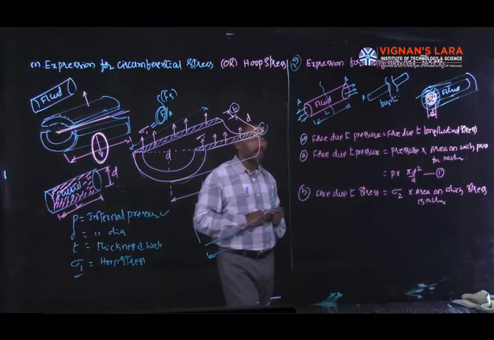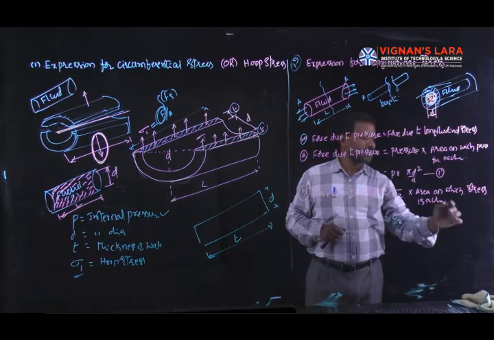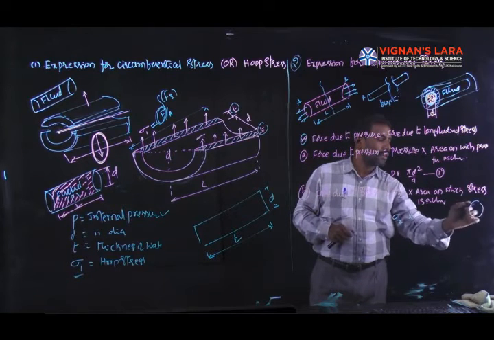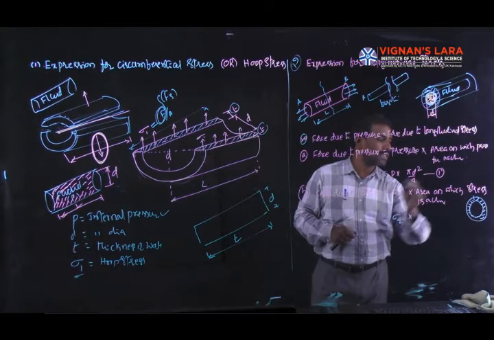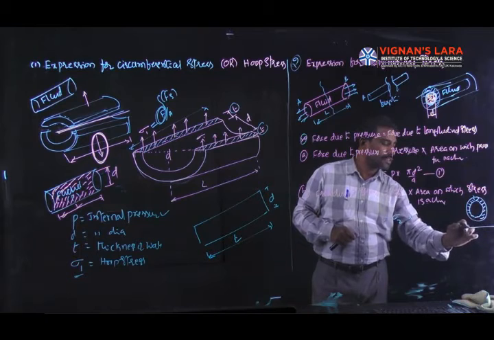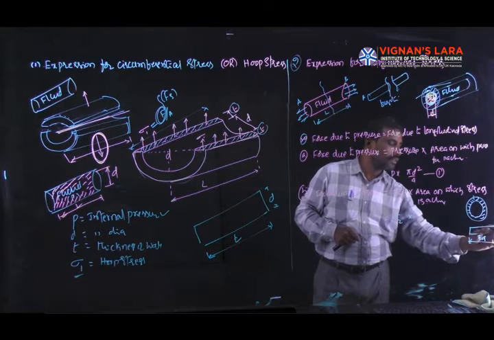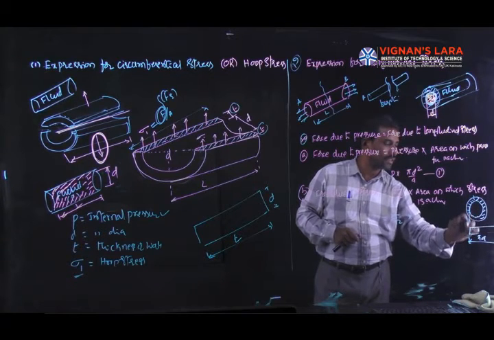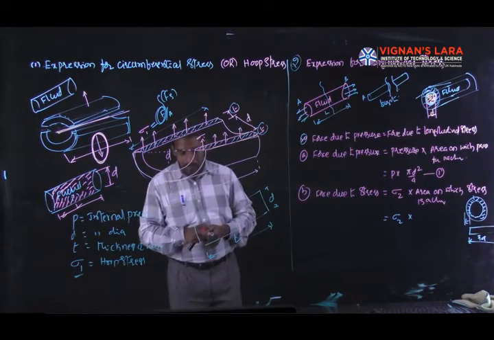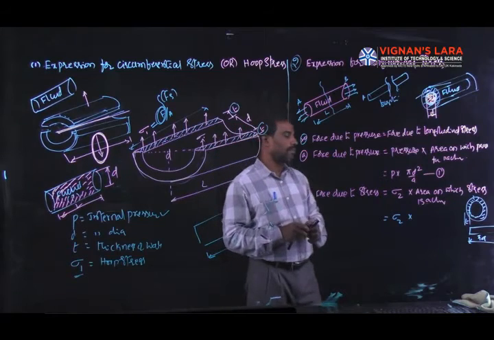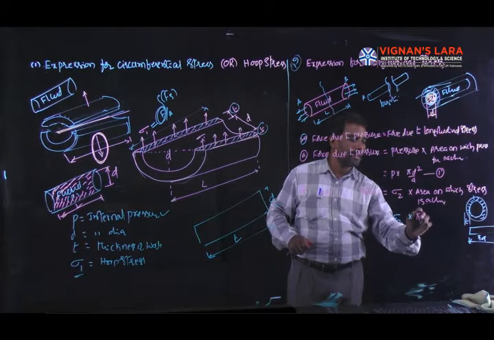So that becomes equal to sigma 2 into area. In which area is the stress acting? If it is simplified, it would be 2 pi r or pi d, am I right? With a thickness T, this is the T. This is one important parameter. So that area is equal to pi d into T.